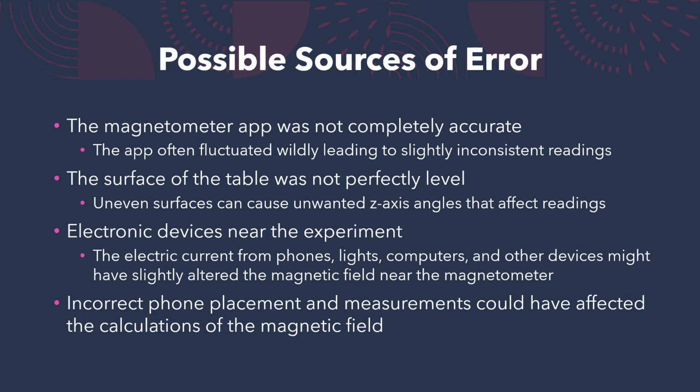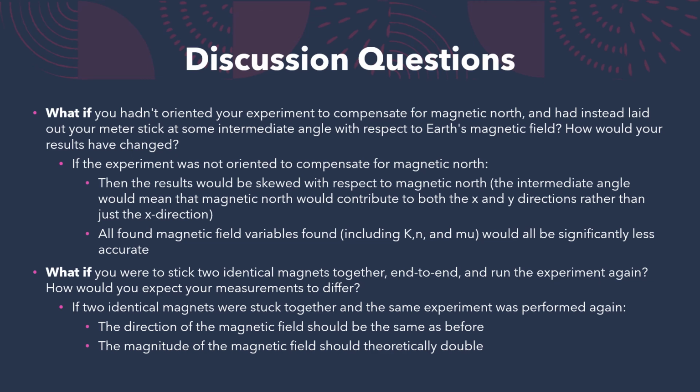Possible sources of error: the magnetometer might not have been completely accurate, the table might not have been level, and electronic devices may have interfered. If we hadn't oriented the experiment to compensate for north, the data would have been skewed, and if two magnets were put together, then the magnitude would have doubled.